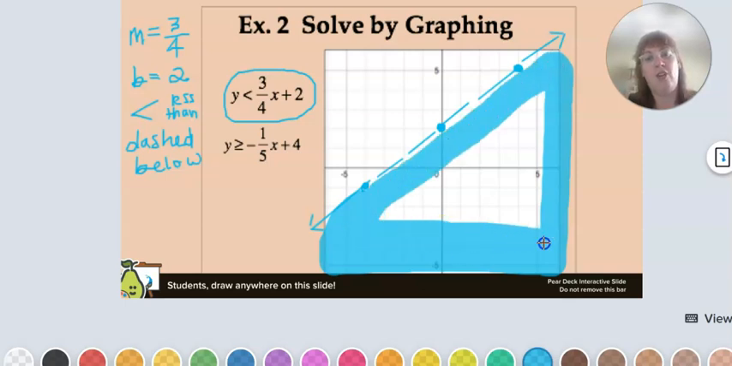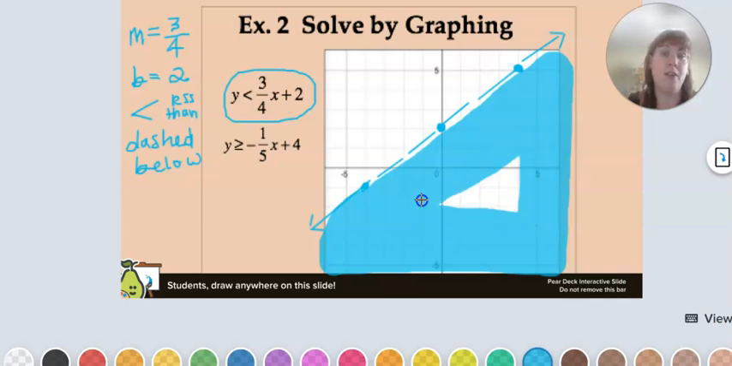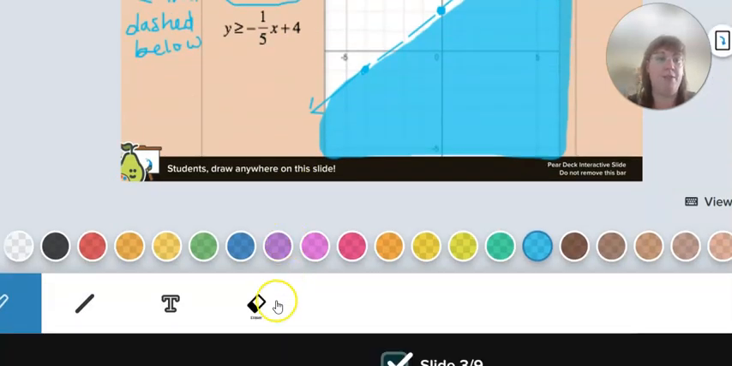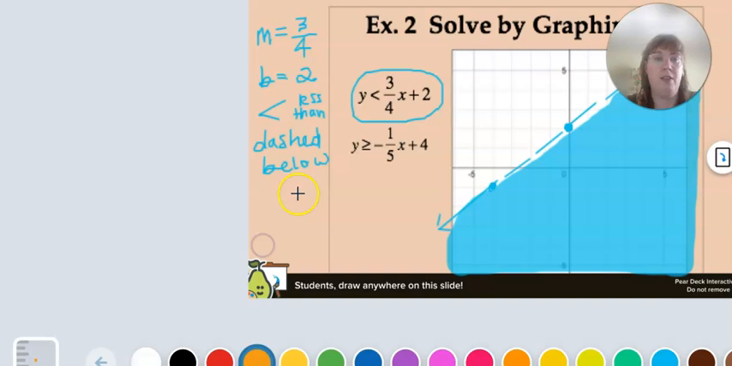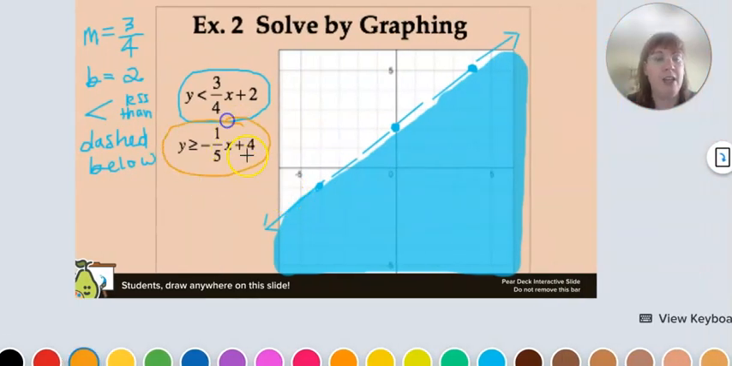So remember, when it's dashed, the points that are on the line are not part of the solution, just the points below it. Perfect. Now I'm going to grab my pencil and we'll look at our second line here, which has a slope of -1/5 and a y-intercept of 4. Here's our y-intercept. Slope is -1/5, so we can go down 1, right 5, or we can go up 1, left 5. As long as one of our directions is negative.